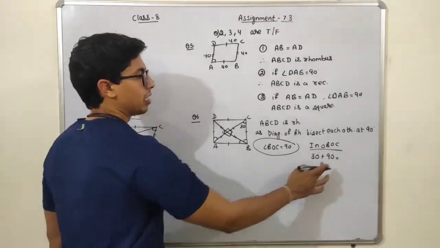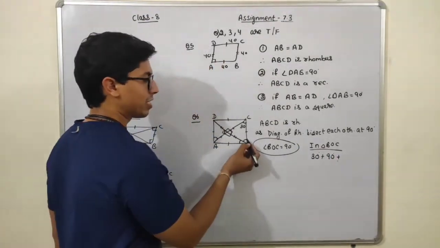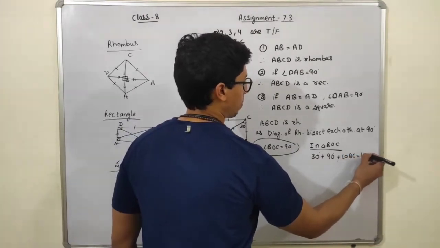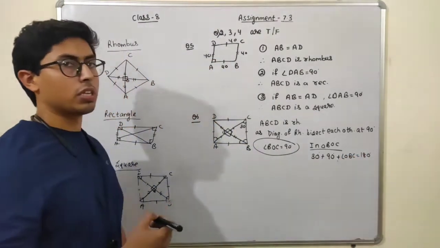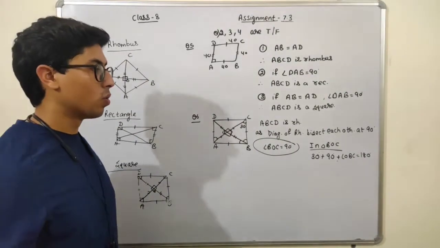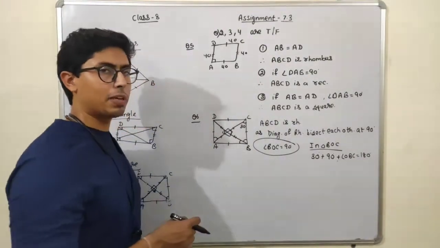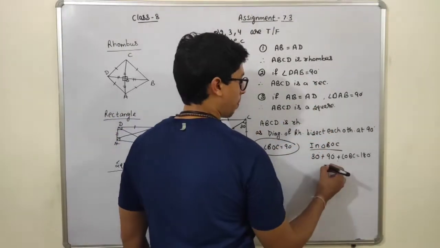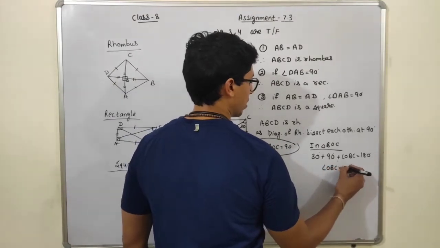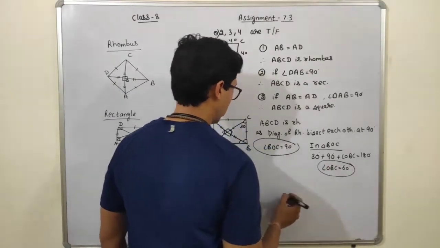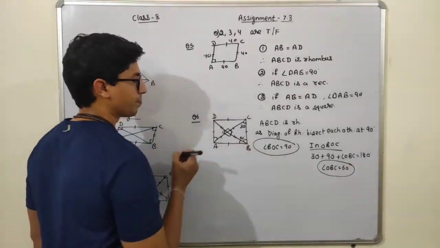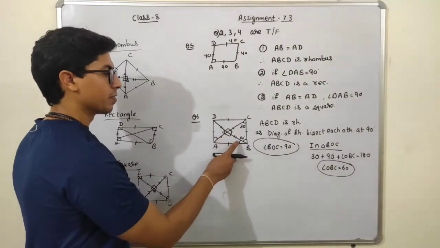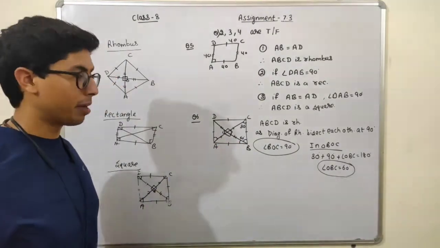The sum of these and this angle OBC, which I don't know, will be 180 degrees because of the angle sum property of a triangle. Now 90 plus 30 is 120. 120 subtracted from 180 is 60 degrees. So angle OBC is 60 degrees. Now I have to find these two remaining angles.